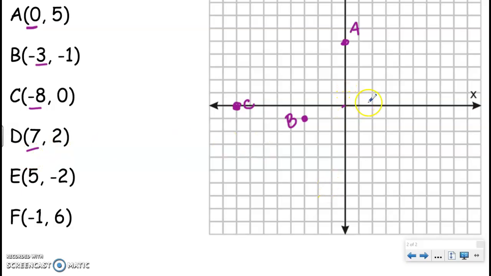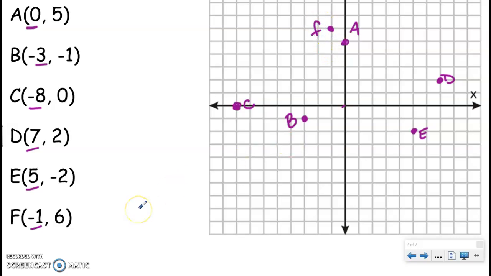go up 2 floors. So 1, 2, 3, 4, 5, 6, 7, up 2. Gives me point D. Okay, and then 5 steps in to go 2 floors down. 1, 2, 3, 4, 5, 1, 2. E. And F, going backwards 1, and then up 6. 1, 2, 3, 4, 5, 6.